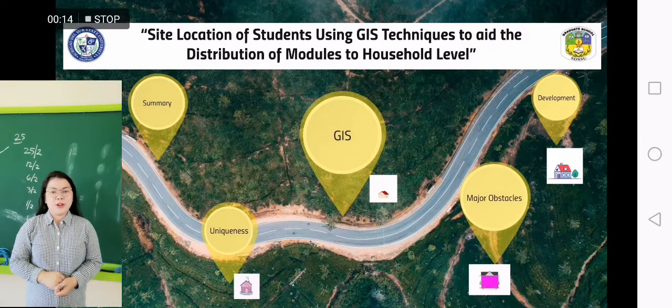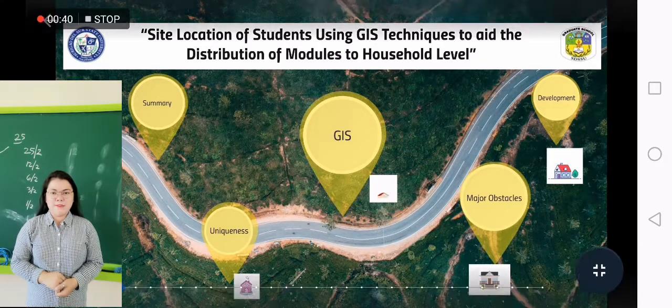Now, as part of the requirements of this course, Graduate Research Seminar, I wanted to present to you my study entitled Site Location of Students Using GIS Techniques to Aid the Distribution of Modules to Household Level.